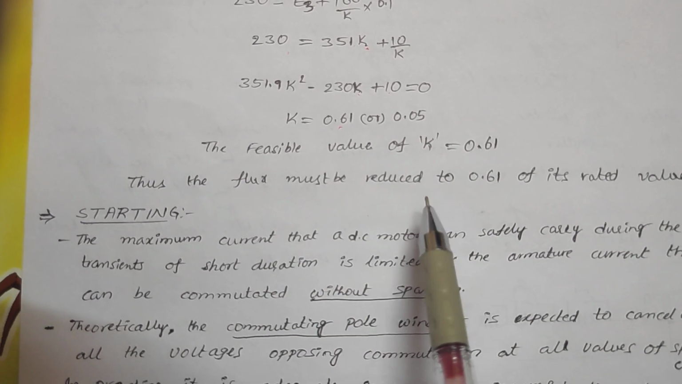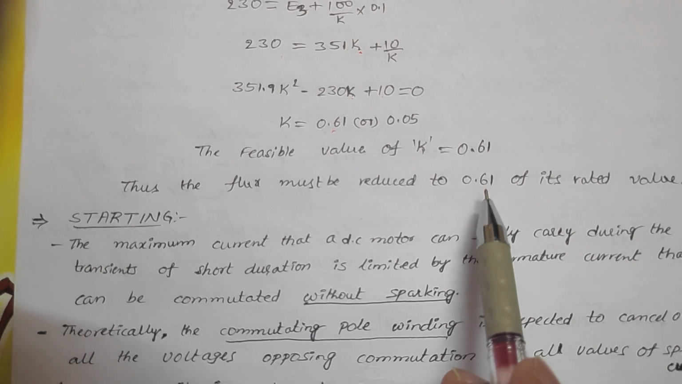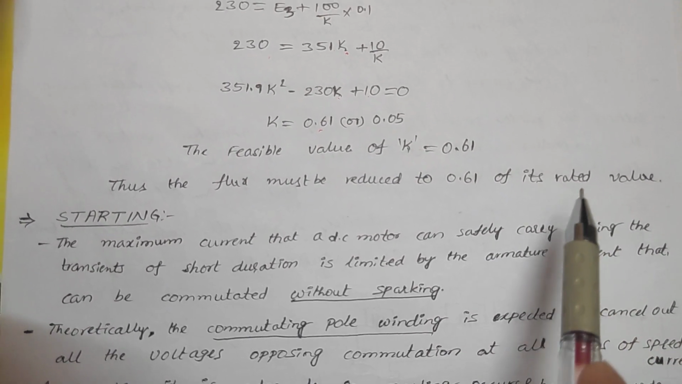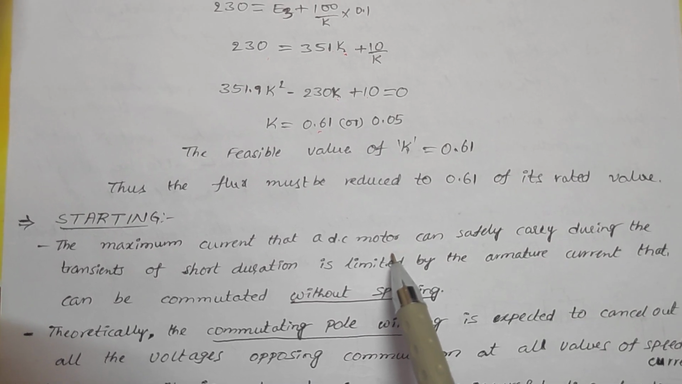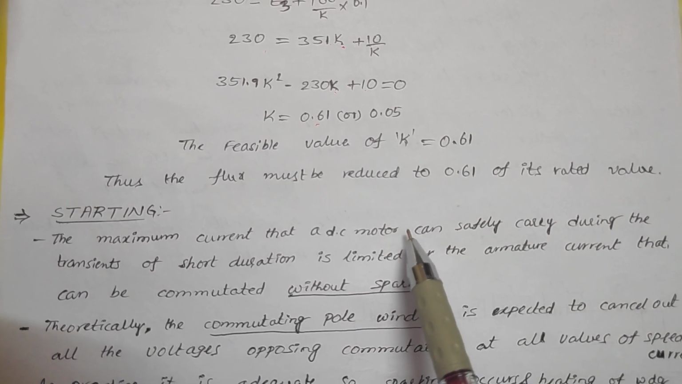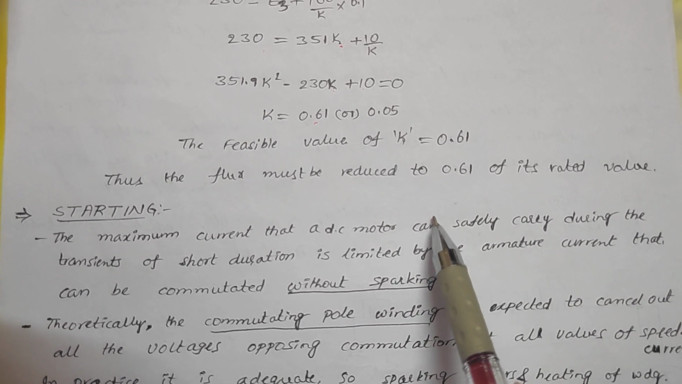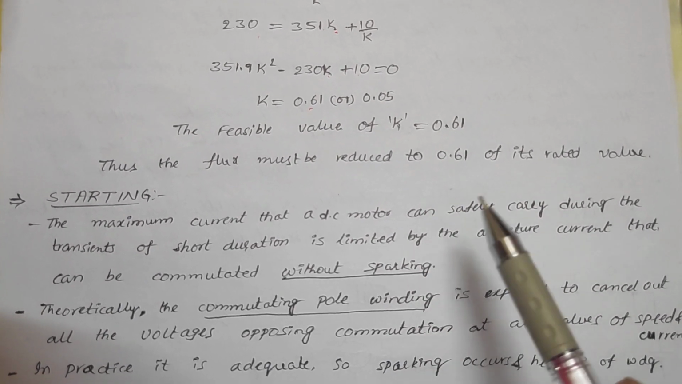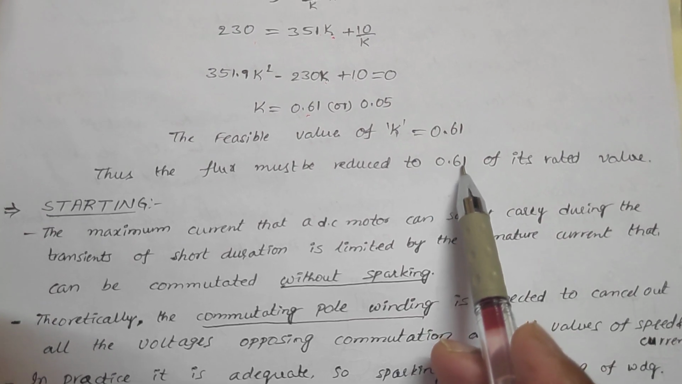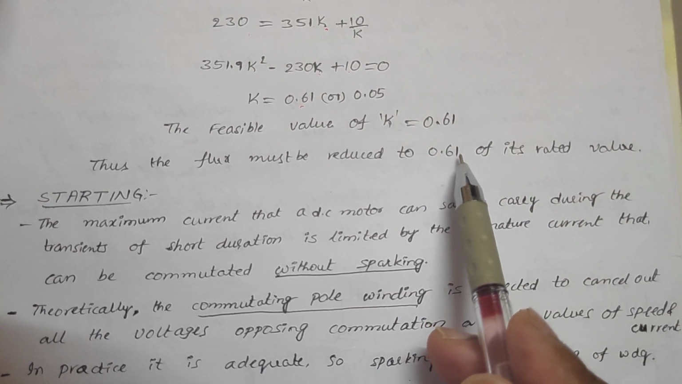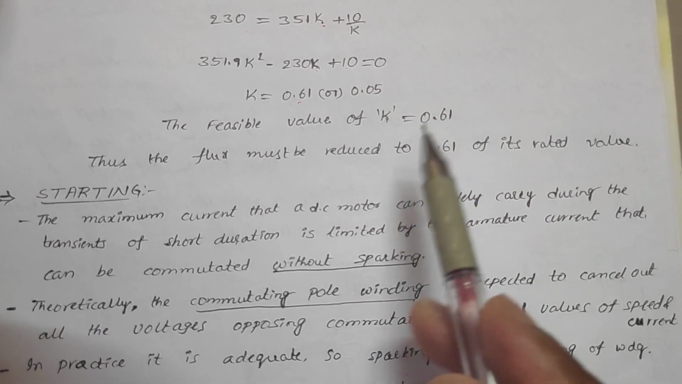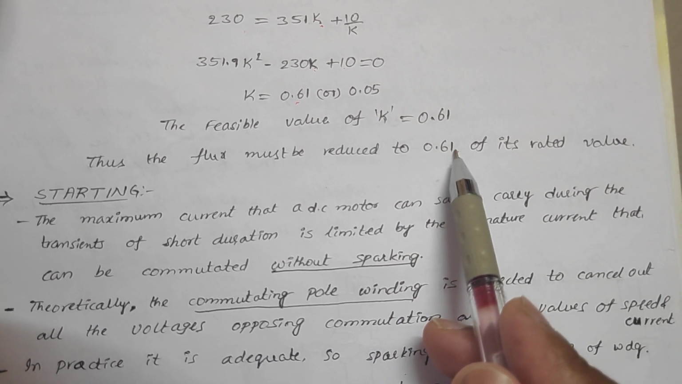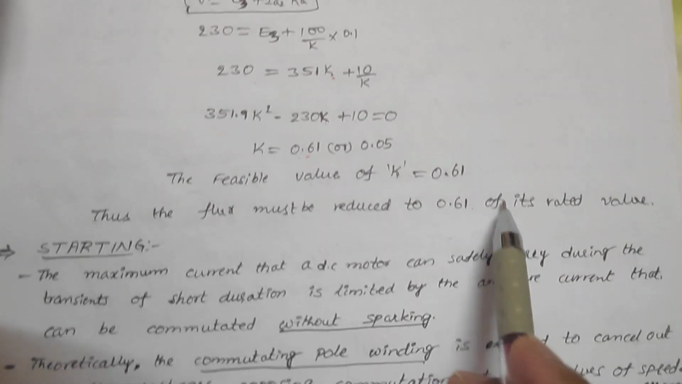Thus, the flux must be reduced to 0.61 of its rated value to get 800 rpm. As per the second problem statement, the increased speed is 800 rpm. As the speed is increased, you need to reduce the flux. The amount by which the flux should be reduced is 0.61 times its rated flux, that is phi 1. That is nothing but the rated flux, phi 1. So that's the problem.